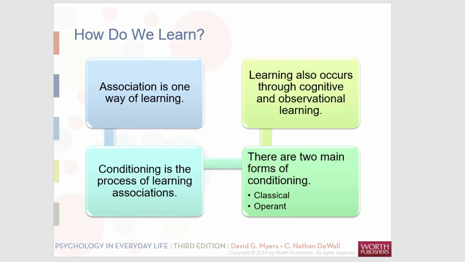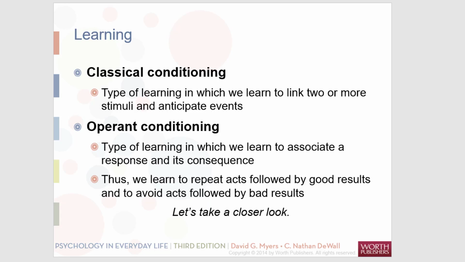Please look at the slide. Classical conditioning is the process of learning associations between stimuli. Operant conditioning deals with the learning of active, voluntary behaviors that are shaped and maintained by their consequences.